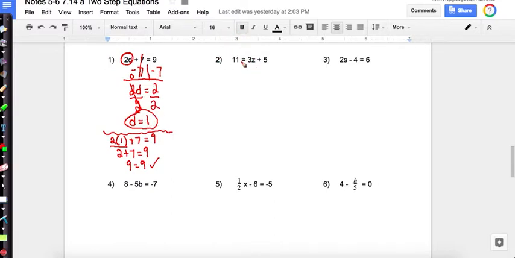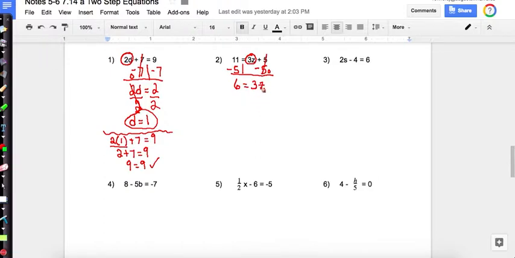Okay, moving on to number 2. Now this one, we are going to check it, but we're not going to show our check. So circle the variable. Draw your t, and we're going to get rid of the chips first. So look at the variable, find the chips. The opposite of adding 5 is subtracting 5. 5 minus 5 is 0. 11 minus 5 is 6, equals 3z.